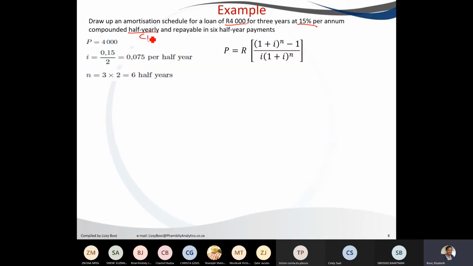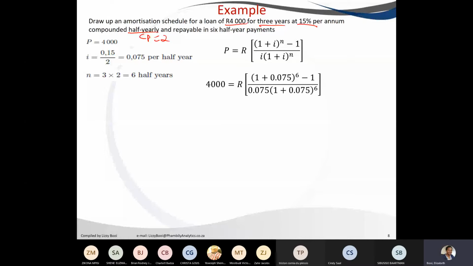Because it is compounded half yearly, which means there are 2. The period is 3 years, and we substitute into the formula. Since 3 times 2 is 6, we're going to substitute the values as we calculated them into the formula. Our present value is 4,000. R is what we need to be calculating, which is our payment, times 1 plus our i of 0.075 to the power n, which is 6, minus 1, divided by 0.075 times 1 plus 0.075 to the power of 6.